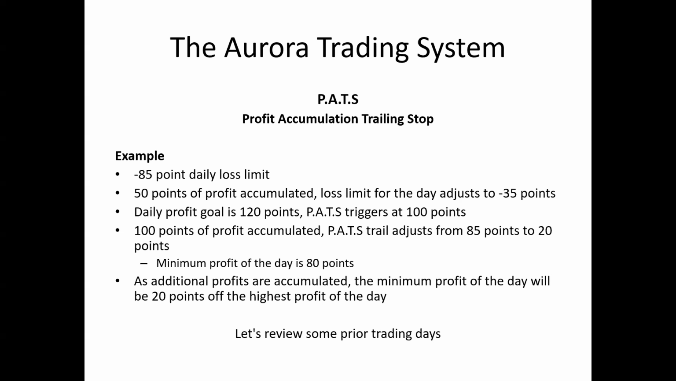So I start out with a negative 85-point daily loss limit. That's where I'm starting. 50 points of profit accumulated. My loss limit now for the day adjusts to 35 points, because I'm not going to give back 50 points plus the original 85 points. So that means that my total loss limit for the day now, after I've achieved 50 points of profit, is only 35 points. Well, in my mind, that's a relatively manageable loss risk for the day.